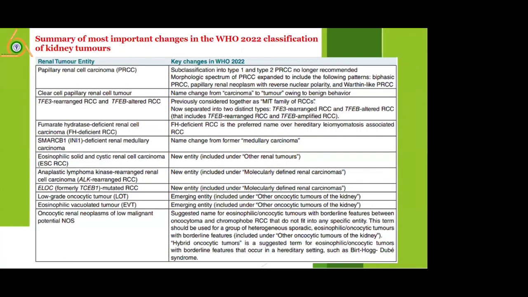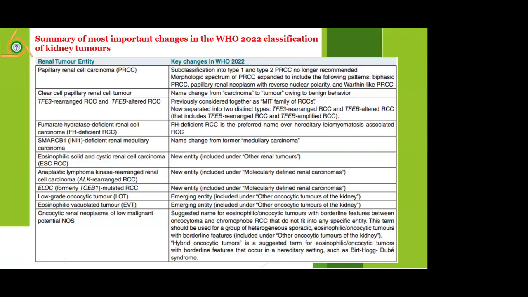Next, yeah. So coming to clear cell papillary renal tumor. The take home message here is that this entity was first introduced in 2016, and then it was labeled as clear cell papillary RCC. But over a couple of years, it's been observed that this particular tumor is very indolent and doesn't behave aggressively, doesn't metastasize and all that.